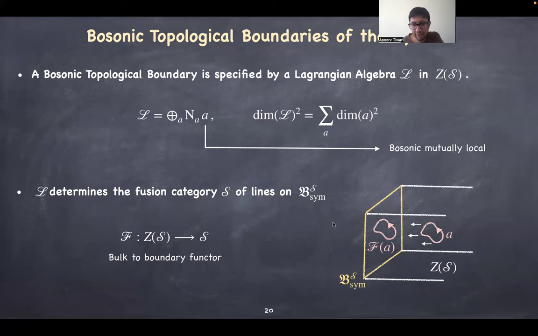And now this Lagrangian algebra also naturally describes the fusion category of lines, which is the symmetry, in the following way. One can take any bulk line and project it onto the boundary, and it either projects to the identity or something non-trivial. It may split into multiple simple lines on the boundary, and the structure of these projections is basically the symmetry.